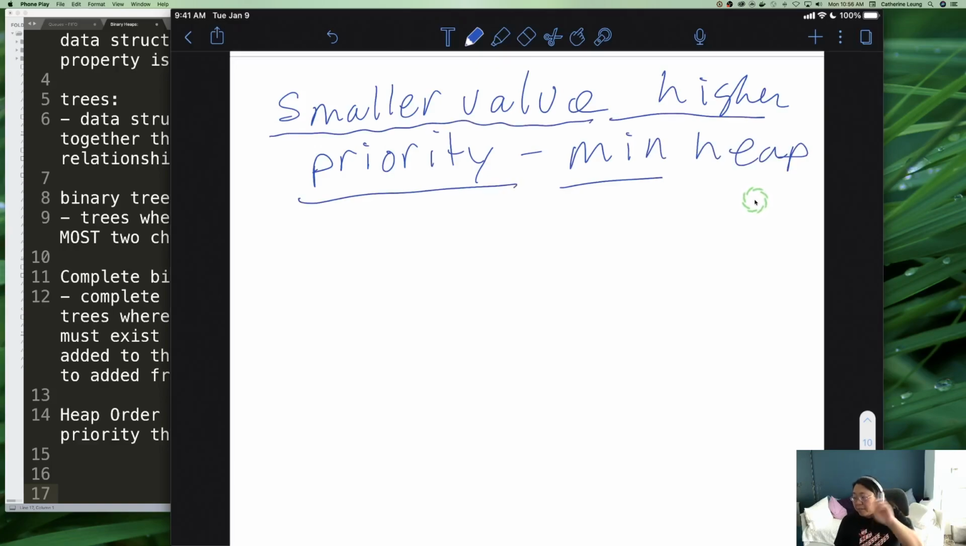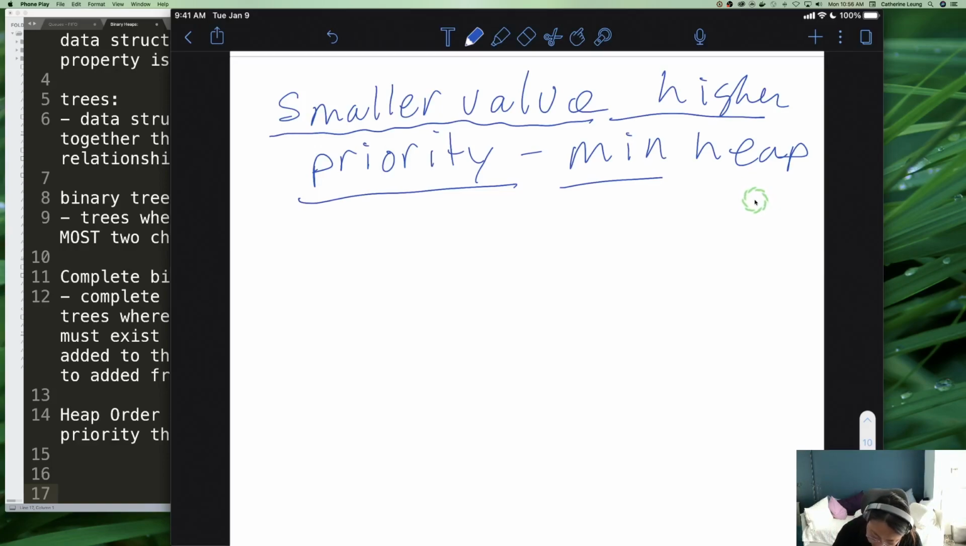We can also create max heaps. Max heaps are the opposite. Bigger value, higher priority. How do you know? Look at the root. Is it bigger than everything else or smaller than everything else? Then you know, okay?